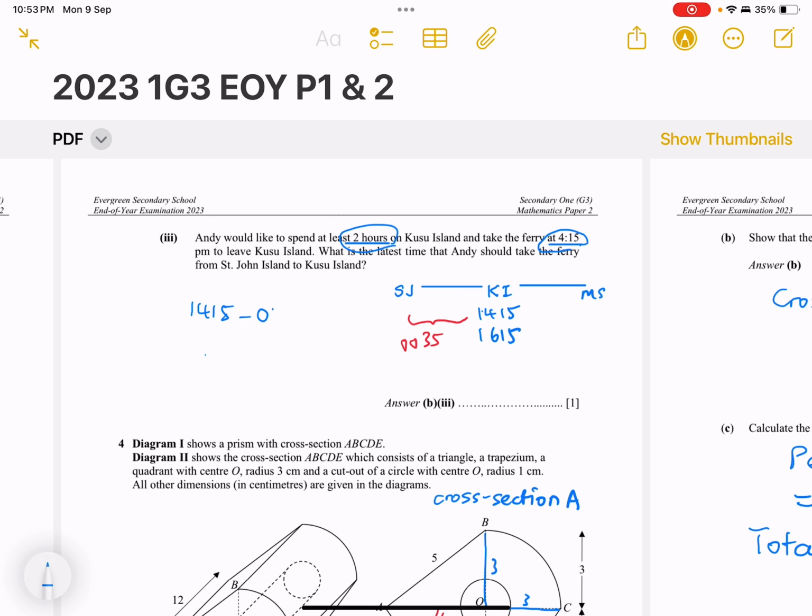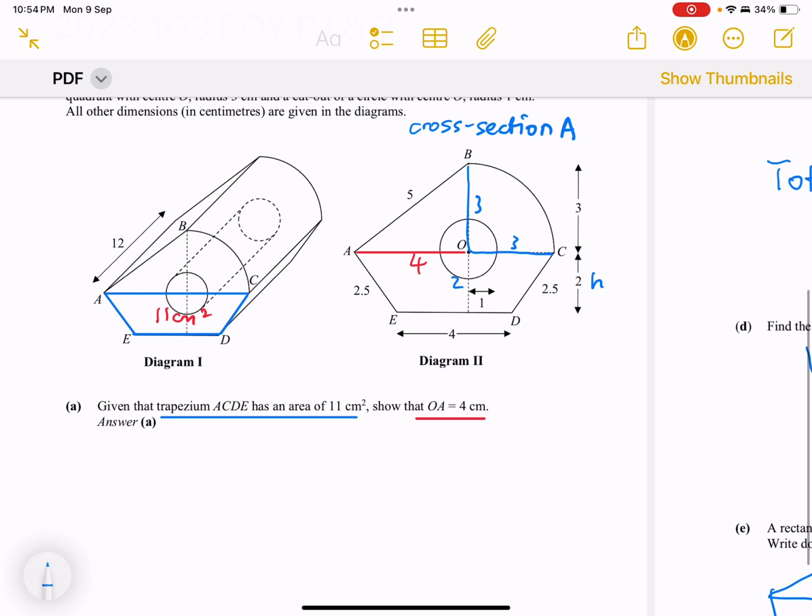The next sum is on the area of cross section of a prism, right? This is a prism, so there are two cross sections, and the cross section is given at the side here. This is the cross section for clarity, and the trapezium is ACDE, the trapezium, and this trapezium is 11 cm square, and we have to find OA, right, and show that OA is 4. Okay, now what is the area of a trapezium?